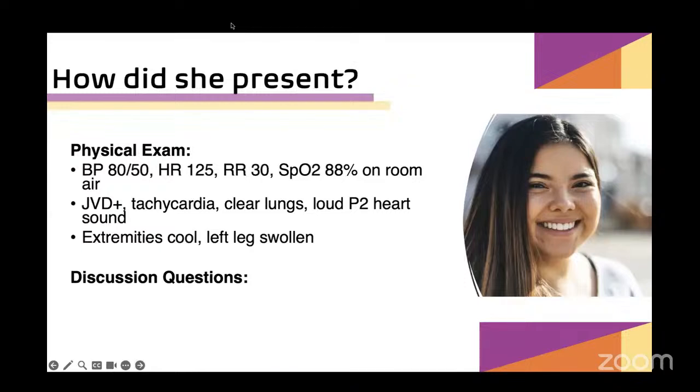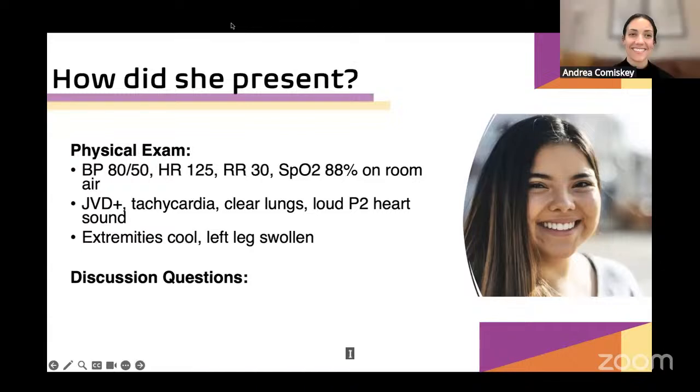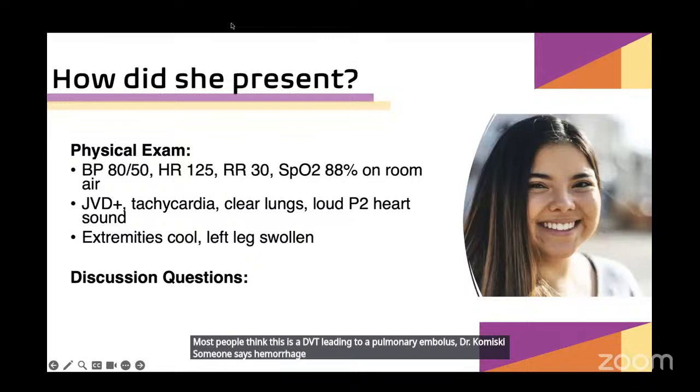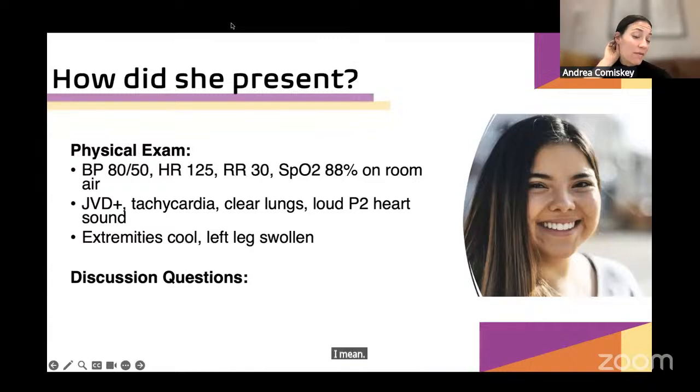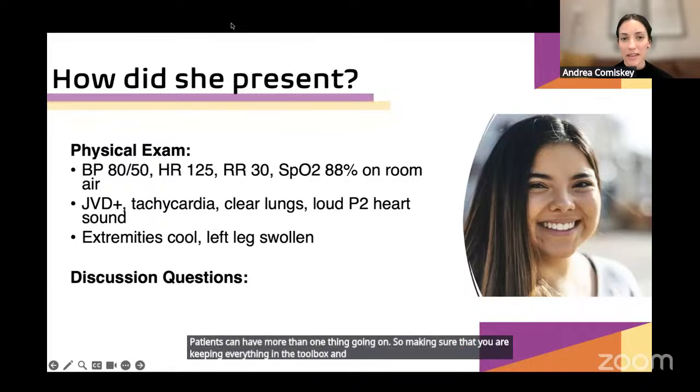Great. Most people think this is a DVT leading to a pulmonary embolus, Dr. Komisky. I love it. Someone says hemorrhage. We can talk more about that. Hemorrhagic shock, septicemia, those are some other differentials, and sepsis. These are all great things to keep on the differential because, as we stated earlier, patients can have more than one thing going on. So making sure that you are keeping everything in the toolbox and ruling things out appropriately is the right step.